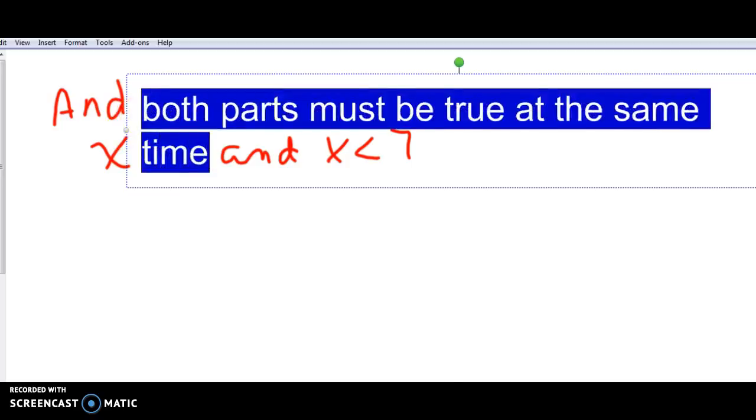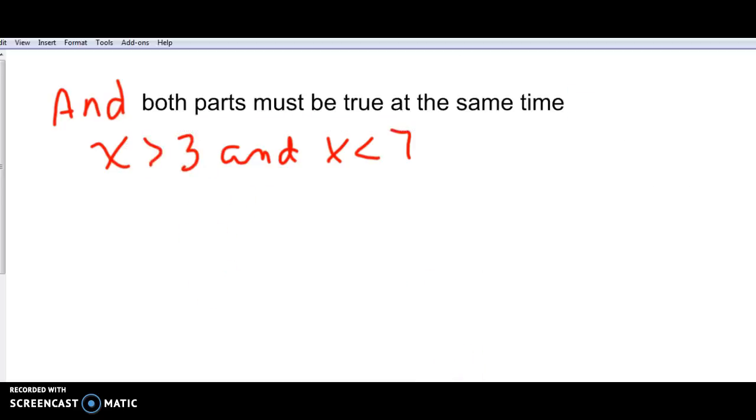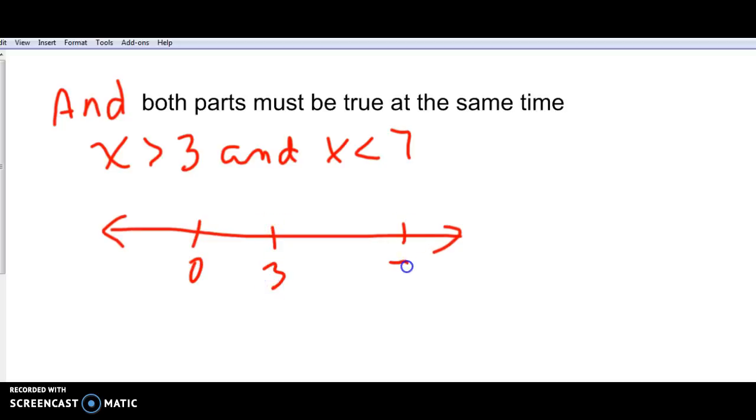The way we could draw this, if I draw my little number line, there's my 0, there's my 3, there's my 7. x has to be bigger than 3, and it has to be less than 7. So the places where both of those are true are the points between 3 and 7. They both have to be true.